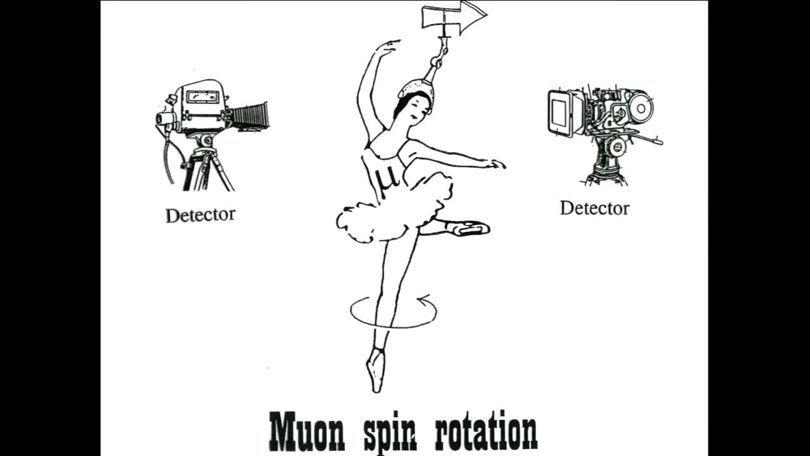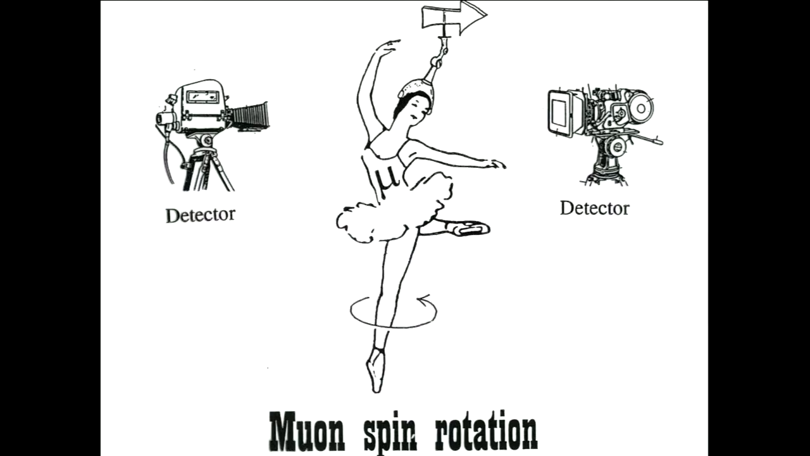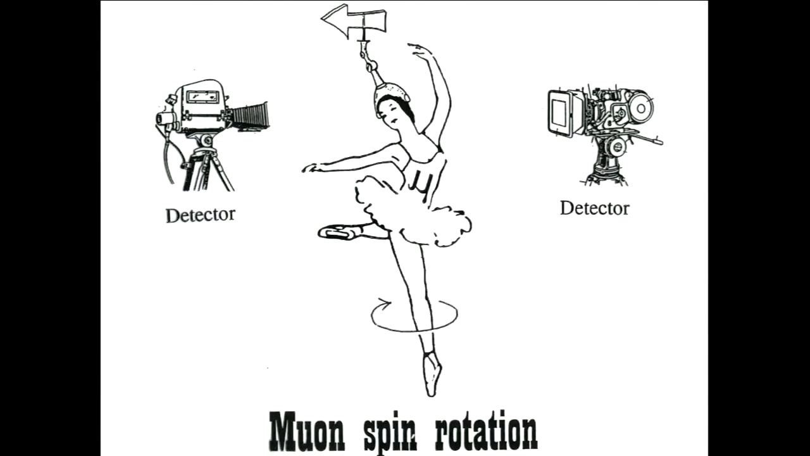So, of course, you know that the muon spins. So you have these two detectors. Here is the muon spinning, and every time the spin points towards a particular detector, we pick up a signal. So that's how I think about the muon.